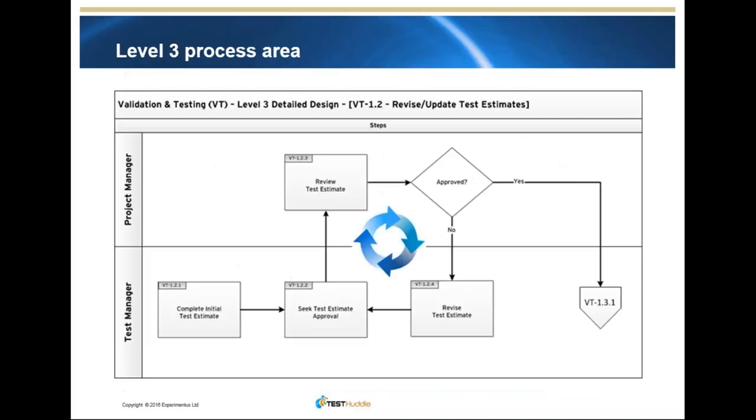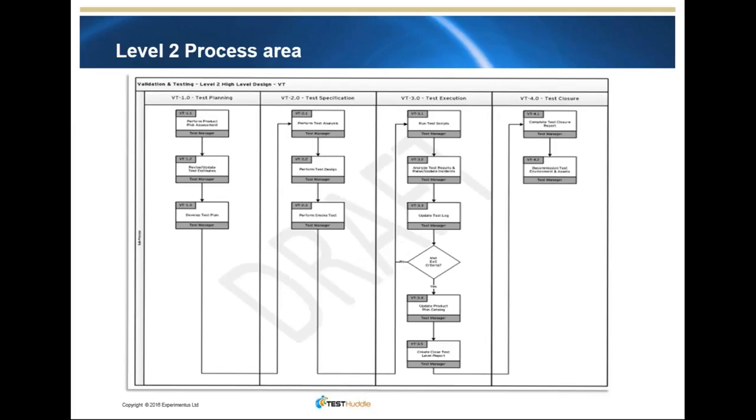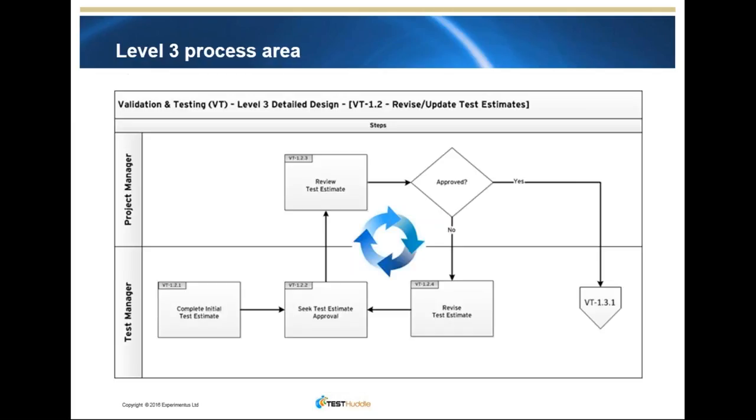Now, the level three process area is probably the one that we, as users of a test process, are most familiar with, which is the swim lane design. The good thing about a swim lane design is it not only shows you the task, but it also shows the responsible role. So in this instance, we have two responsible roles. This is the second task. If I go back, it's the second task under VT1 test planning. Therefore, it is defined as task VT1.2 and is revise update test estimates.